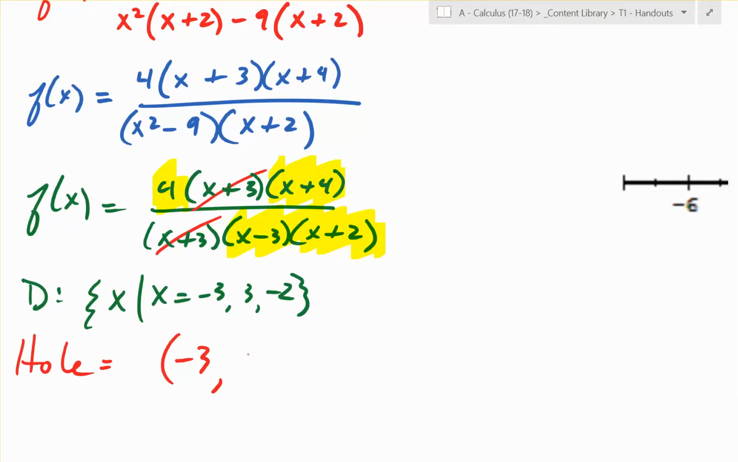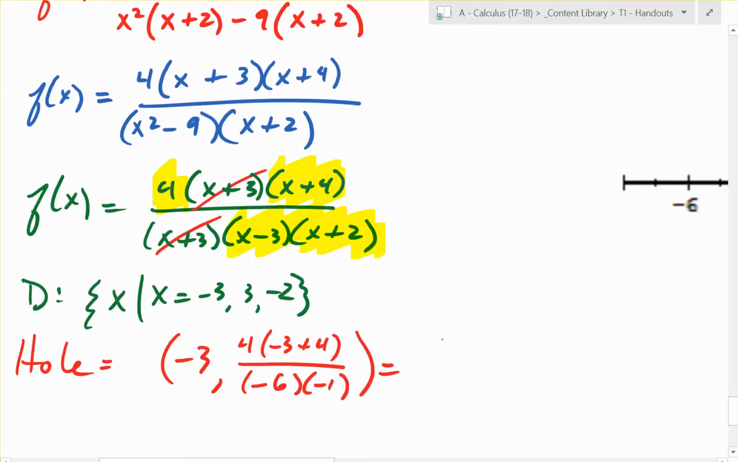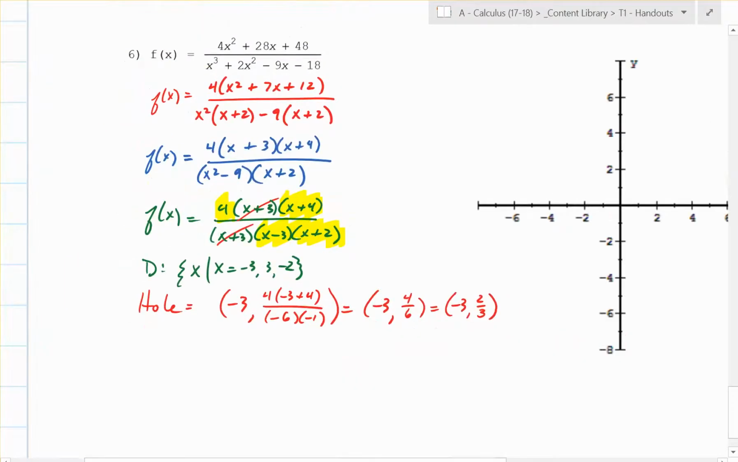So we end up with 4 times -3 plus 4 over what? -6 times -1. Yes. So that turns into -3 comma, it's 6 on top. Or not 6, 4, right? 4 over 6, so which is? Okay, so we had that right originally, Sarah. So we'll go back and look at the limit in a second, Sarah.